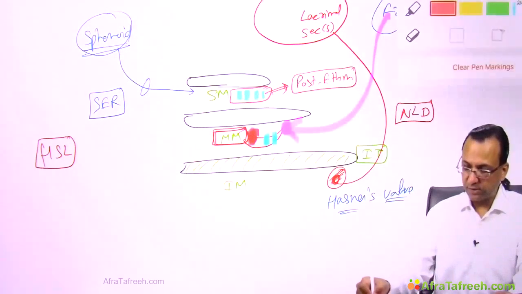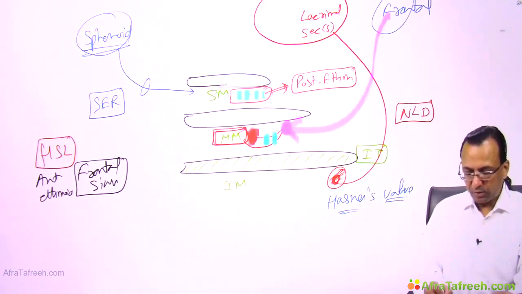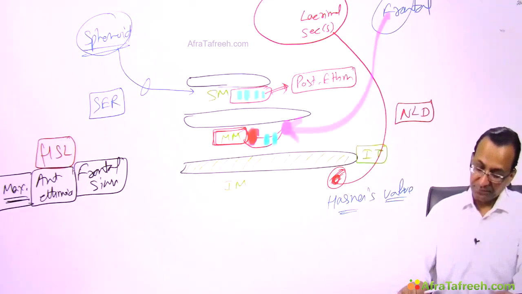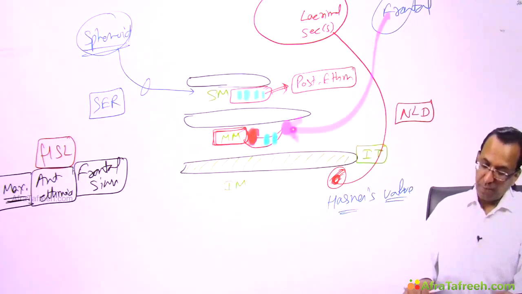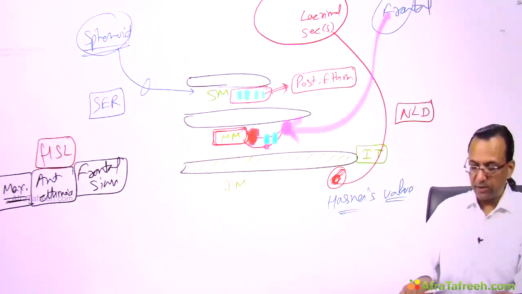Who is most anterior? Most anterior at the front is the frontal sinus. And what is behind that? It is the anterior ethmoidal air sinus. And what is still behind that? The maxillary sinus. But all of them are opening in the hiatus semilunaris in the middle meatus: most anterior frontal, then anterior ethmoidal, and then the maxillary sinus.